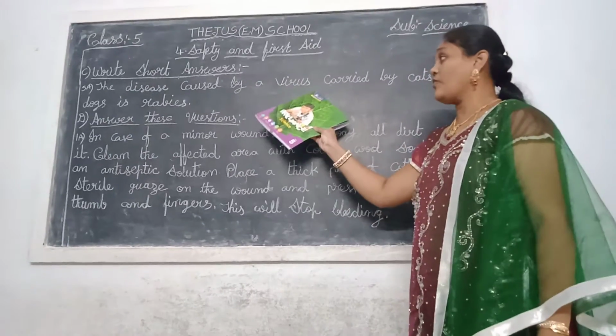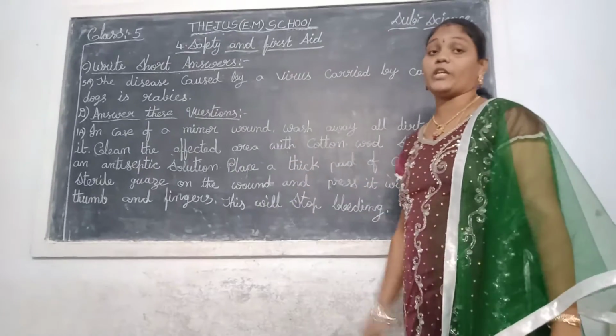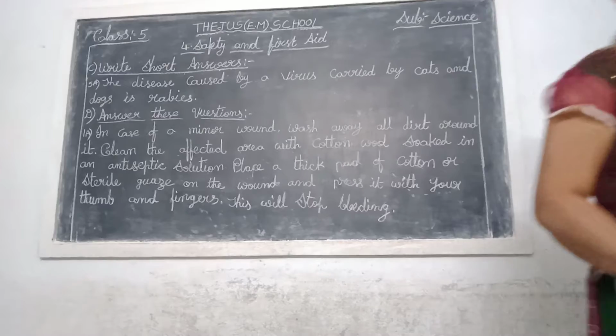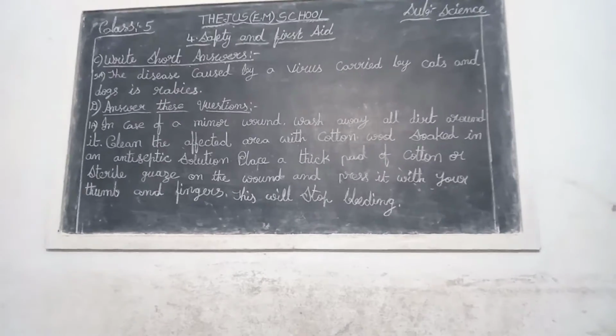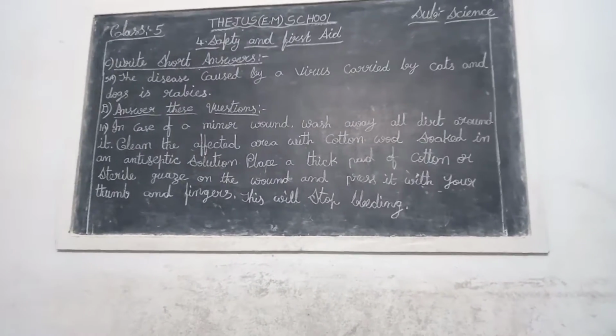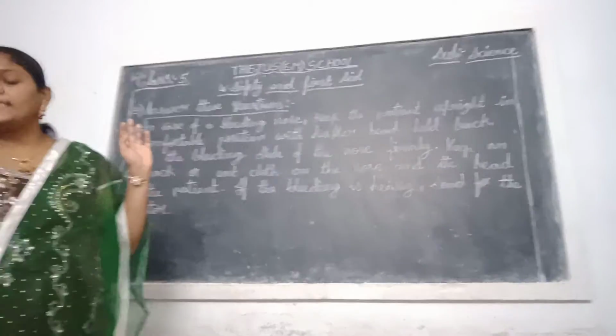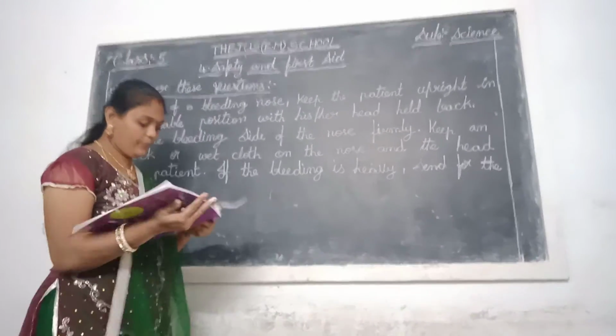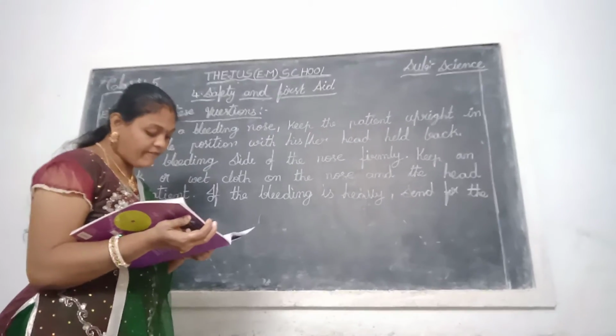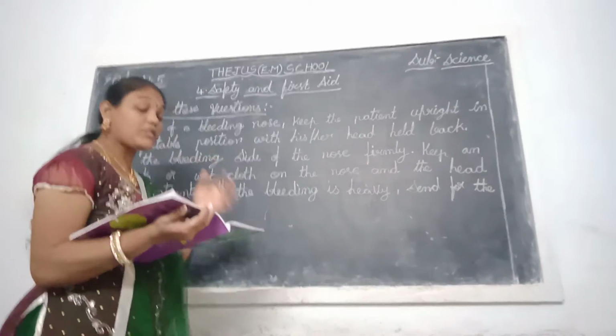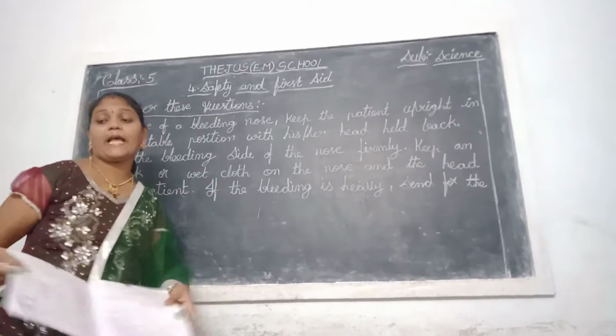This is the fifth question. First Roman completed. D Roman first question. Okay, children. See our second question, children. What is the second question in fifth D Roman? How would you help someone with a bleeding nose?